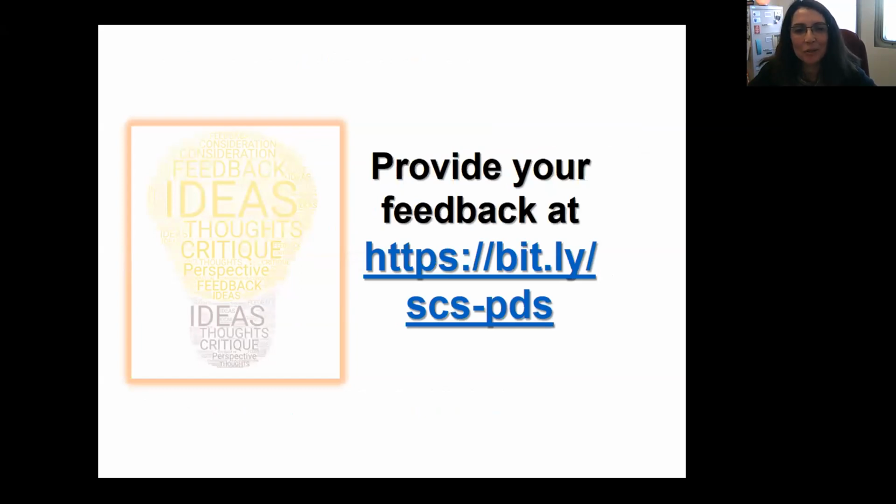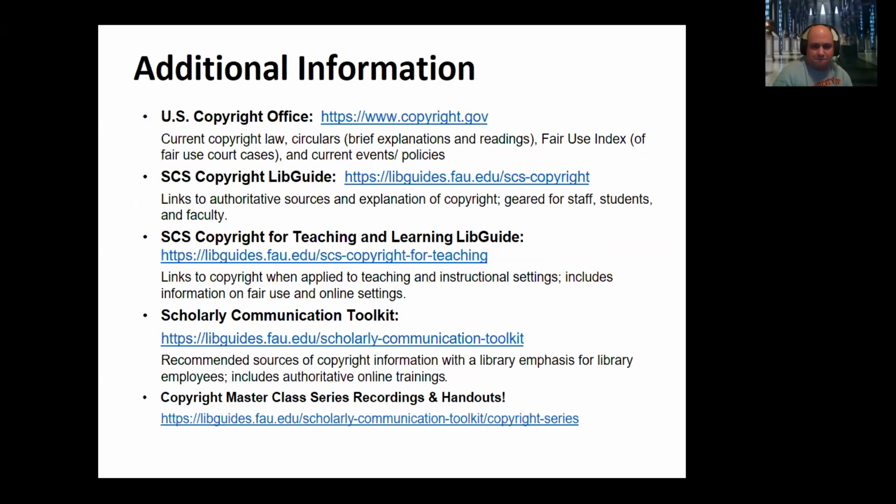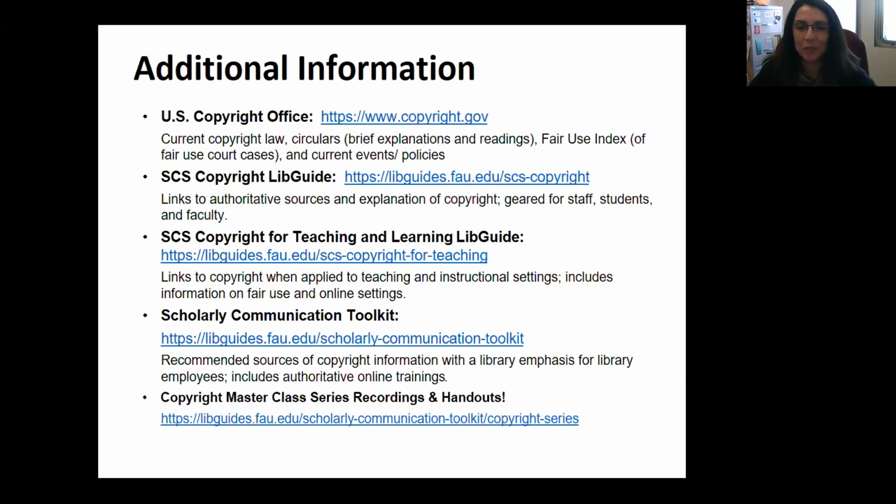Yeah, I wanted to, can you go back real quick? Sure. Yeah, I just wanted to add that for the second bullet, the copyright LibGuide, this is geared for staff, students, and faculty alike. These are just general authoritative sources and explanations of copyright. But the Scholarly Communication Toolkit, which is the second to last one, recommends sources of copyright information with a library emphasis. So bullet number 4 is really for us, for our own continuing education, if we want to see how it could apply to our respective areas, whether you're in reserves or e-resources or what have you.